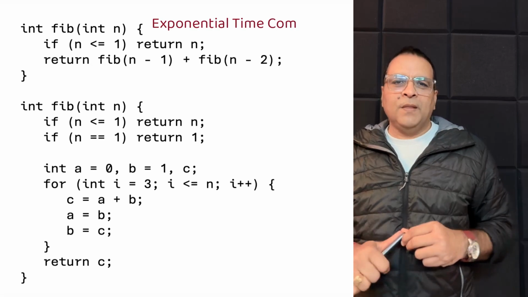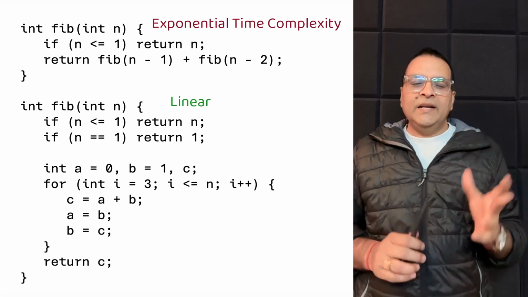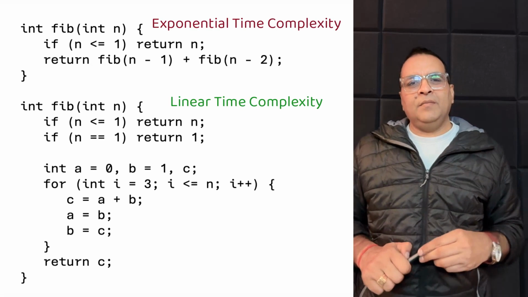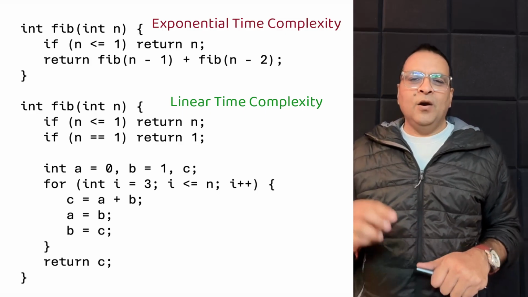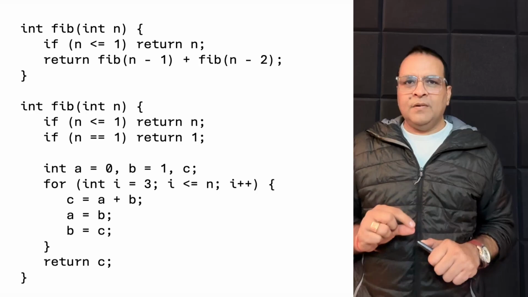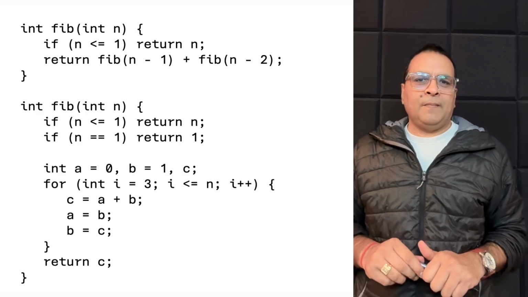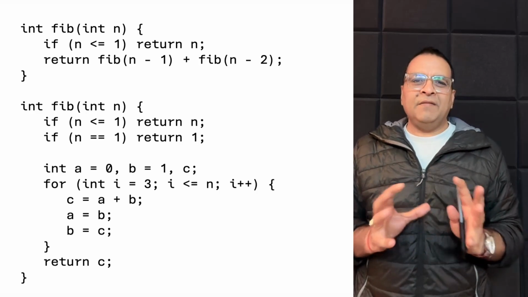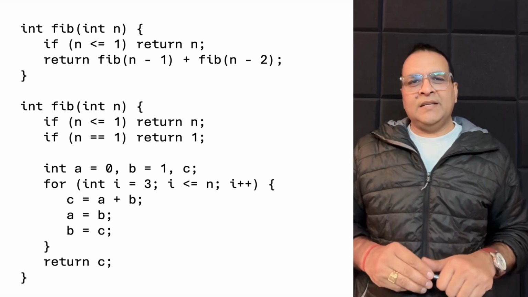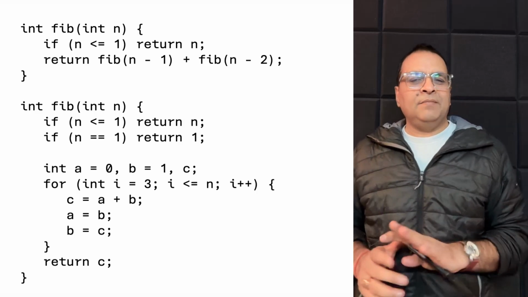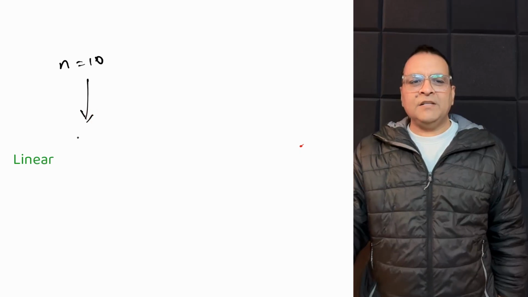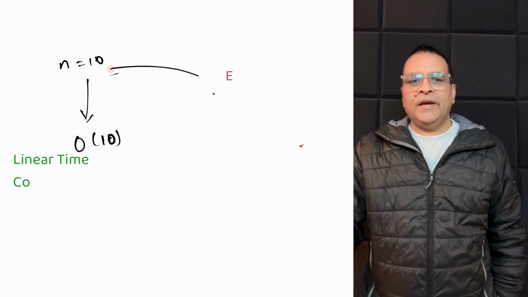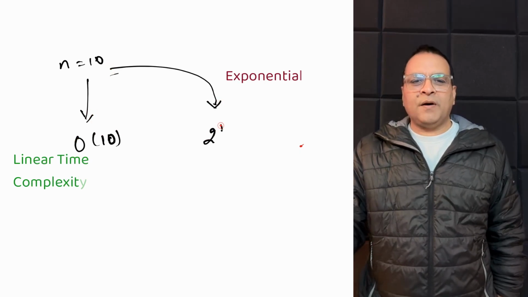You can also write a non-recursive version of this Fibonacci function, which will take linear time. The linear time function will take order of n time to find the nth term of Fibonacci, whereas this recursive function takes order of 2 raised to the power n time to find the same nth term. Sometimes we do not understand the gravity of the difference between these two time complexities, one being linear and the second being exponential. If n is 10, then the first function will take order of 10 time, whereas the exponential function will take 2 raised to the power 10 time.